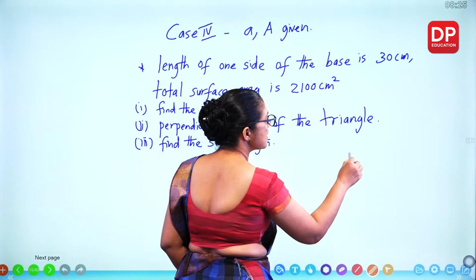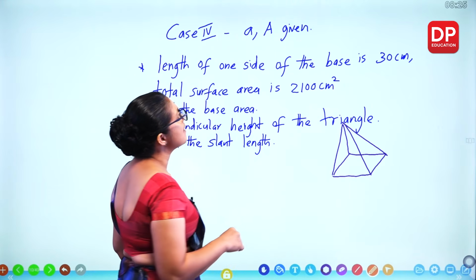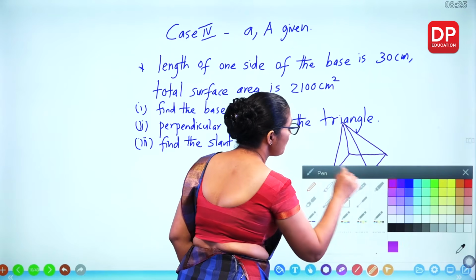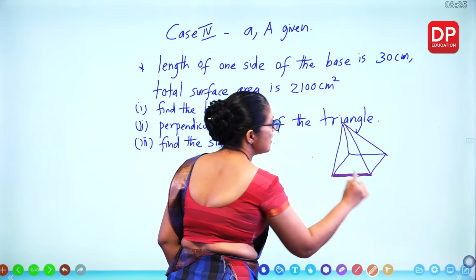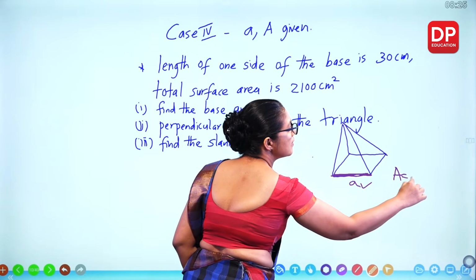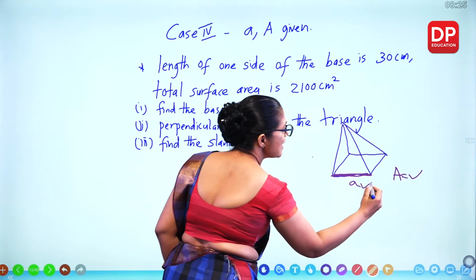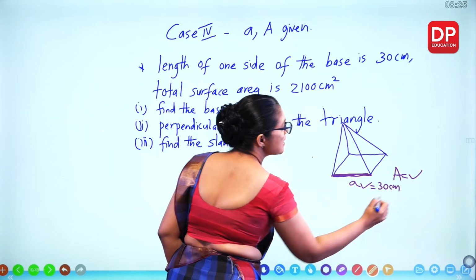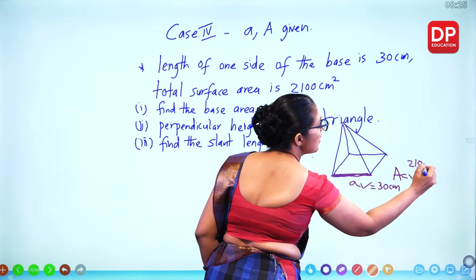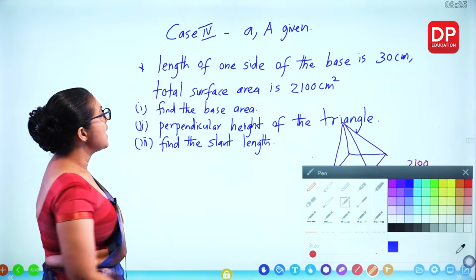So we'll try to draw this. Here when you draw a pyramid, what's given? a. This length is given, a, and capital A is given. Those are the two things. So what's a here? Base length is 30 centimeters. So this is 30 centimeters given, and the surface area is 2100.